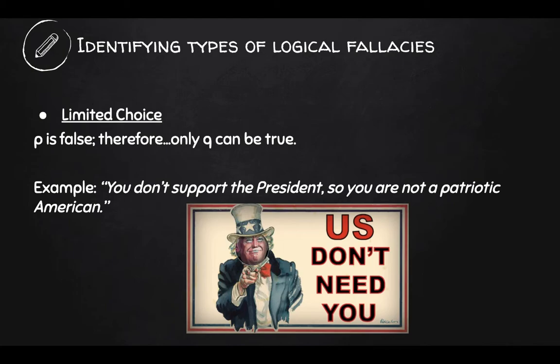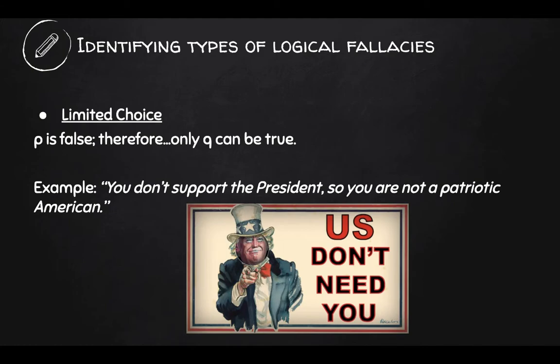I'm sure you'll see many other hasty generalizations in your reading. The next type of logical fallacy is called limited choice. So, limited choice basically says P is false, therefore only P is true. It's kind of putting you in a corner and saying, oh, well, if you believe this, then that means you must also believe all of these things. Or if you don't believe this, then that must mean that you believe this other thing, right? It's kind of pigeonholing somebody into their beliefs.